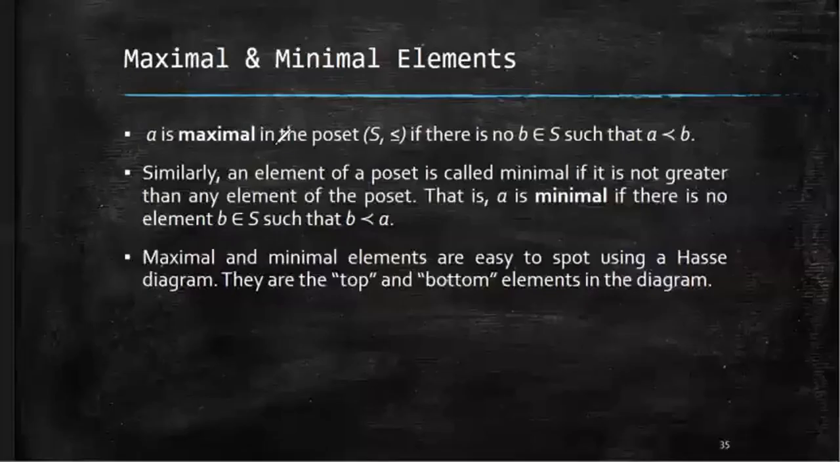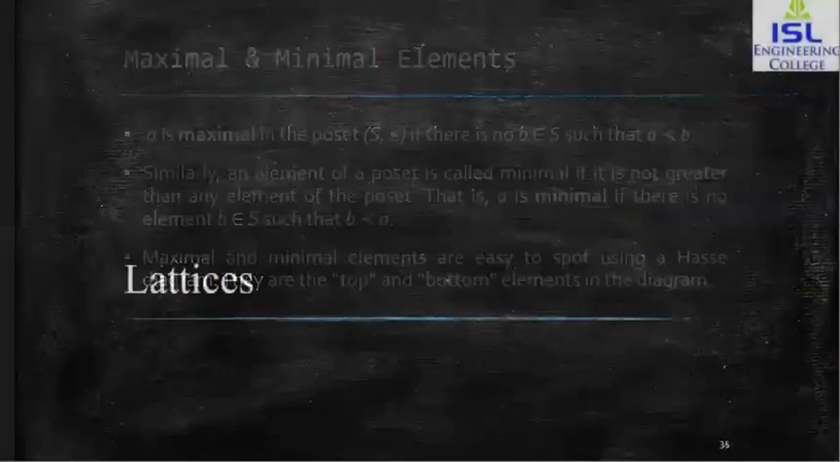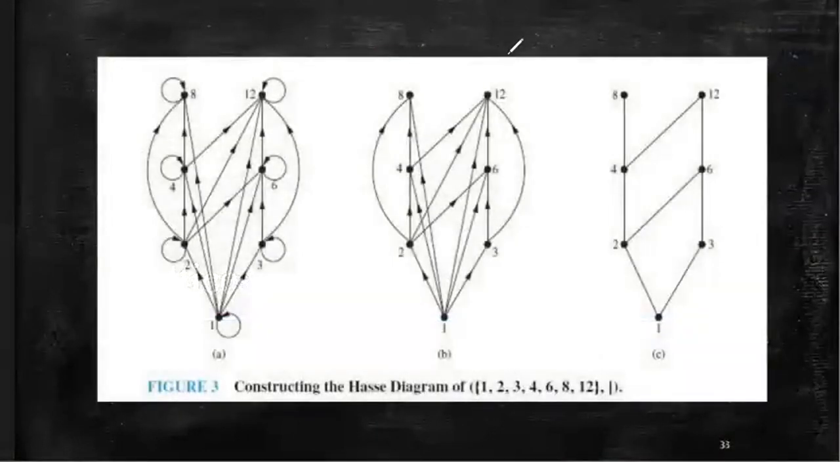First and foremost, we will see maximal and minimal elements. Before that, let's see the previous Hasse diagram that I gave as an example in the class. This was the actual partial order representation. Then we removed the self loops. Over here we removed the direction and the transitive edges. So this was our final diagram.